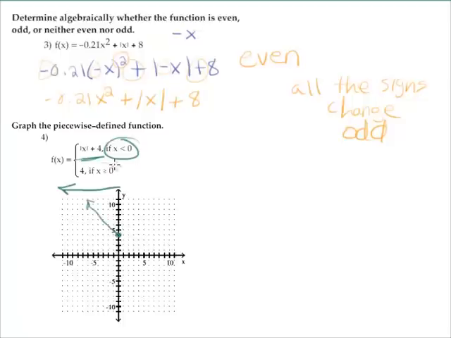And then where x is greater than or equal to 0, that's a horizontal line at y equals 4. And since it meets up, we don't have to worry about the fact that the first one at 0 should have had an open dot. They should match up here. Okay, so that's our answer for that piecewise defined function.